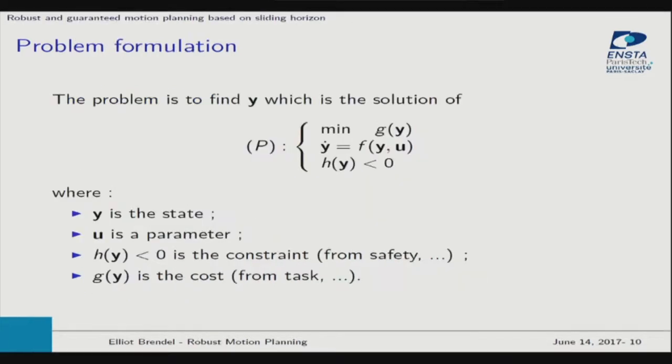So our problem can be formalized like this. We want to find a trajectory y, which is a solution of the dynamics, which minimizes the cost g, and which satisfies constraint h. So, for example, the constraint will be from the safety, and the cost will be from the task.